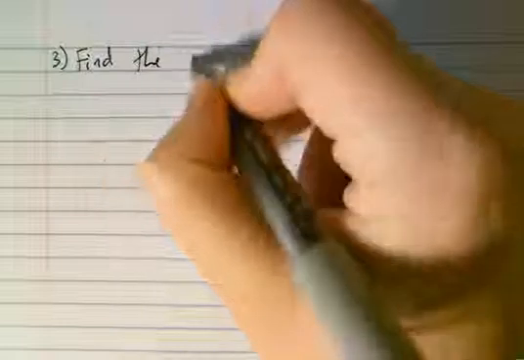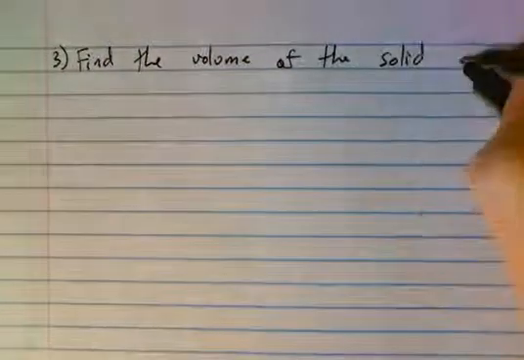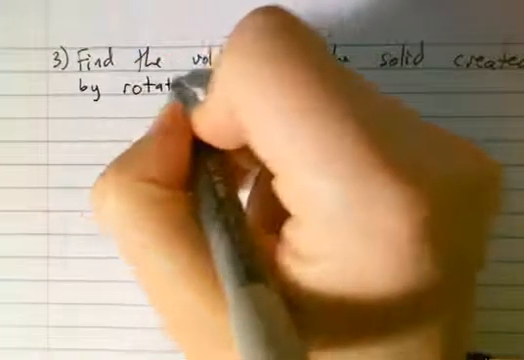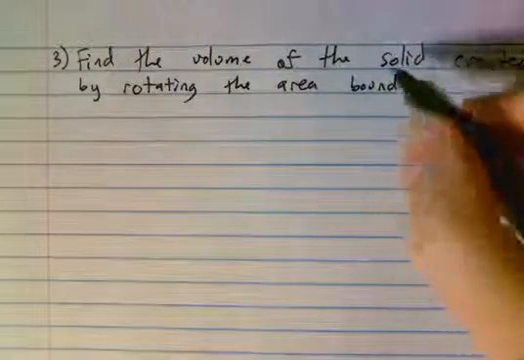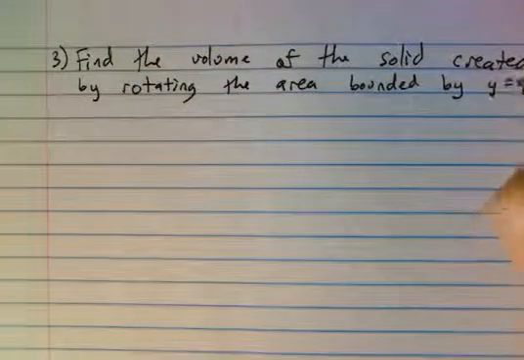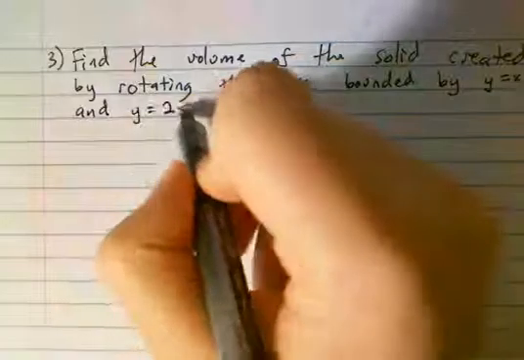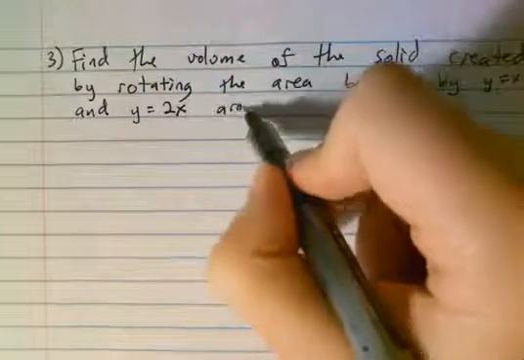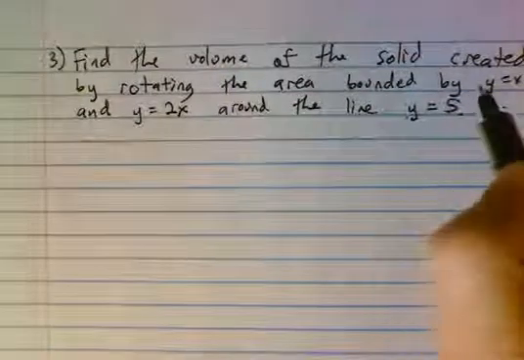So here's our third problem. Find the volume of the solid created by rotating the area bounded by, and it's going to be the same as we were working with before, y equals x squared, oh, maybe not quite the same, and y equals 2x, around the line y equals 5.